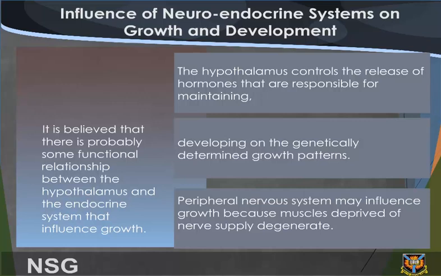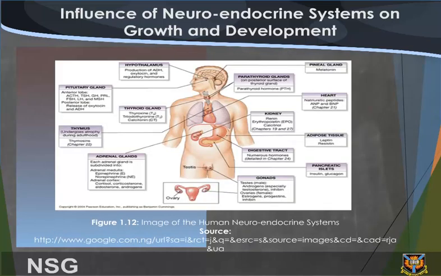Influence of neuroendocrine systems on growth and development. It is believed that there is probably some functional relationship between the hypothalamus and the endocrine system that influences growth. The hypothalamus controls the release of hormones that are responsible for maintaining and developing the genetically determined growth patterns. The peripheral nervous system may influence growth because muscles deprived of nerve supply degenerate.